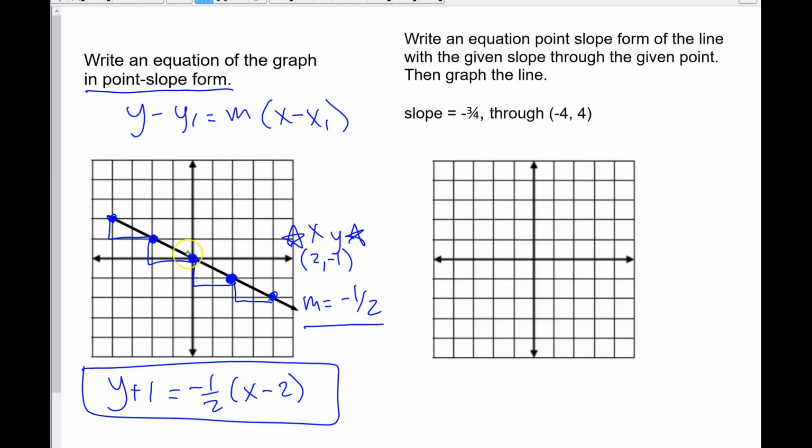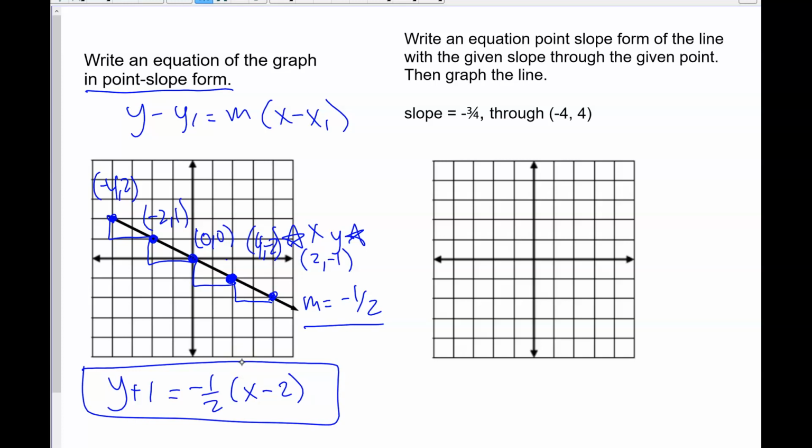And there's my point-slope form with the slope of the line and a point that I used, right? I could have used any of these. I could have used 0, 0. I could have used negative 2, 1 as a point. I could have used negative 4, 2. I also could have used the point 4 and negative 2. Any of those would have worked to write this equation in point-slope form.